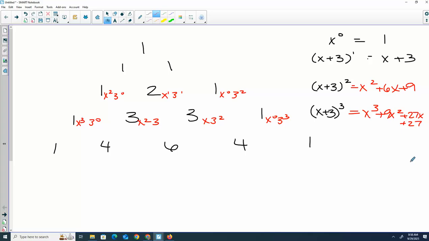So it's a cool little trick. I don't know if it really saves you all that much time, but it does help. If you had a higher power, it would be more beneficial. But that's really the only shortcut for multiplying that kind of thing out.